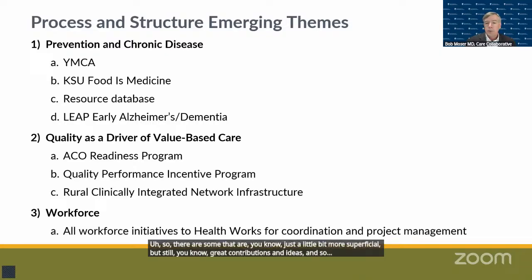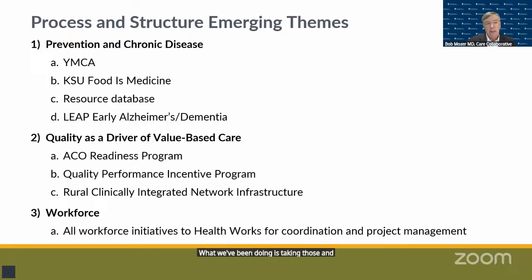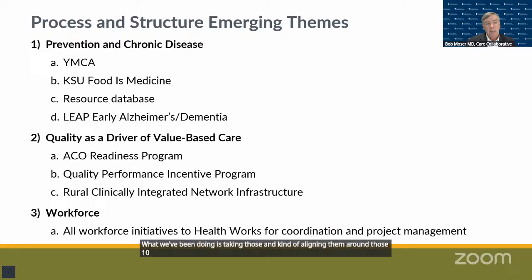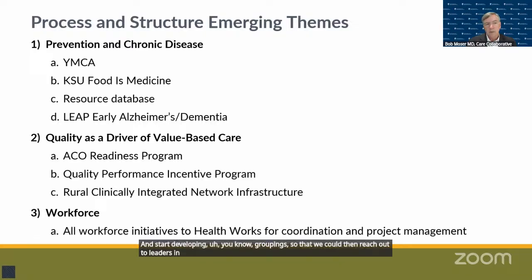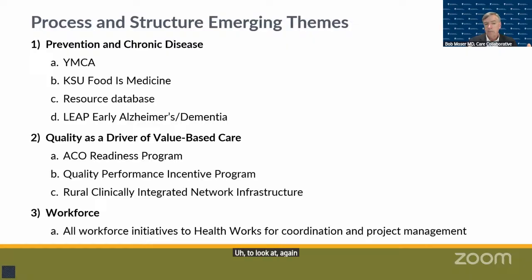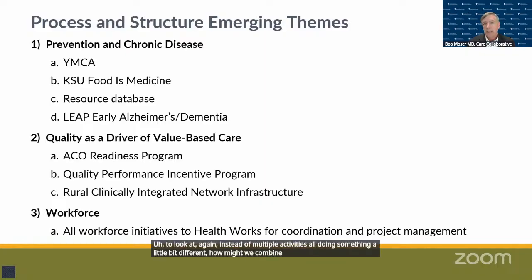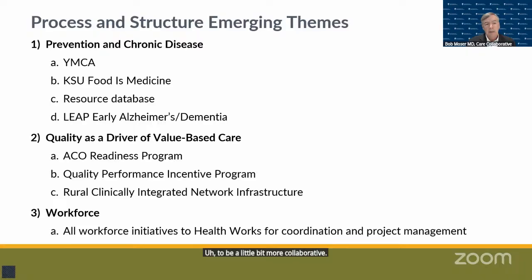So what we've been doing is taking those and aligning them around those 10 factors and the 5 strategic pillars, just to see where everything starts falling out, and then addressing the issues around what can be funded and what can't that Marty brought up, and developing groupings. That way we could reach out to leaders in organizations doing the work and look at, instead of multiple activities all doing something a little bit different, how we might combine to be more collaborative and integrative and have a broader impact across the state.